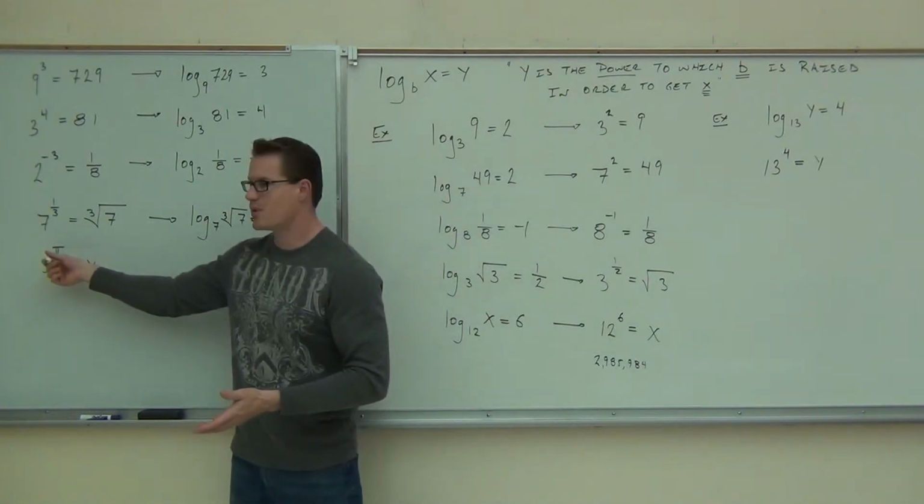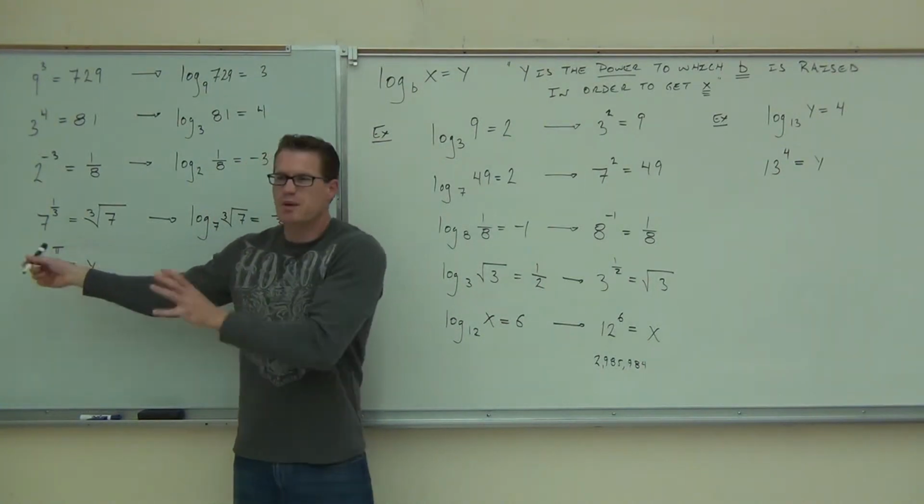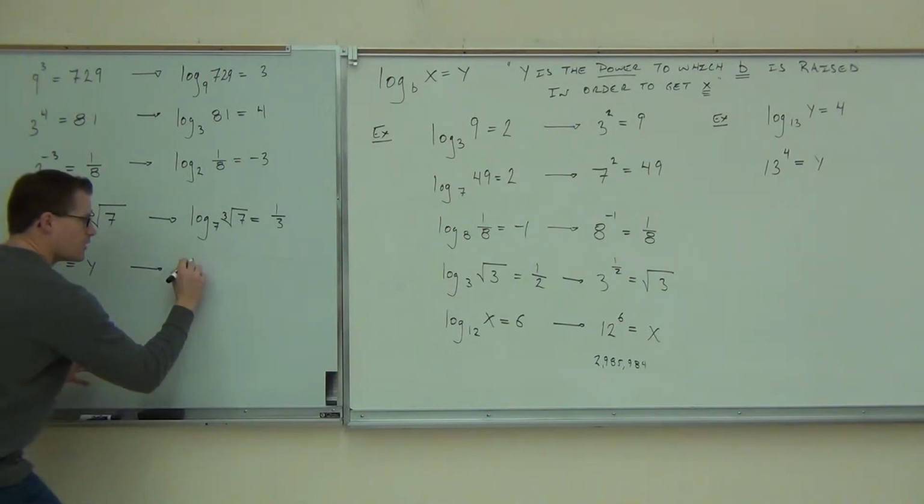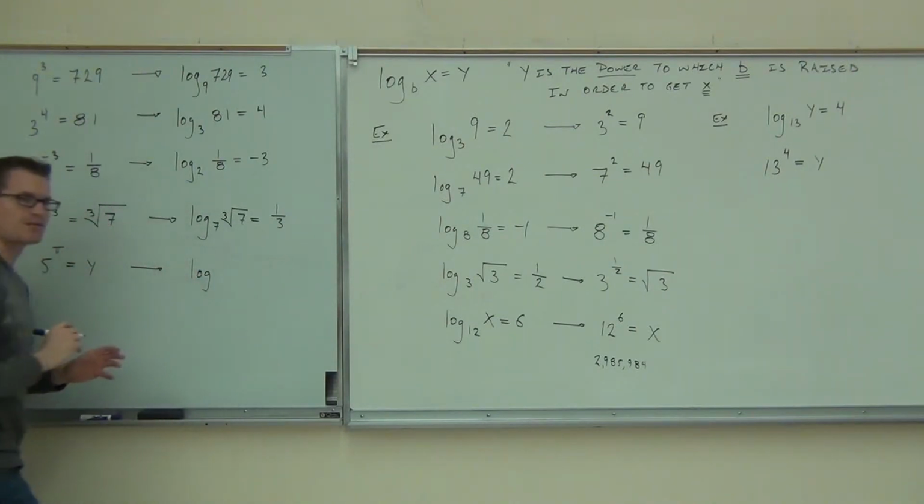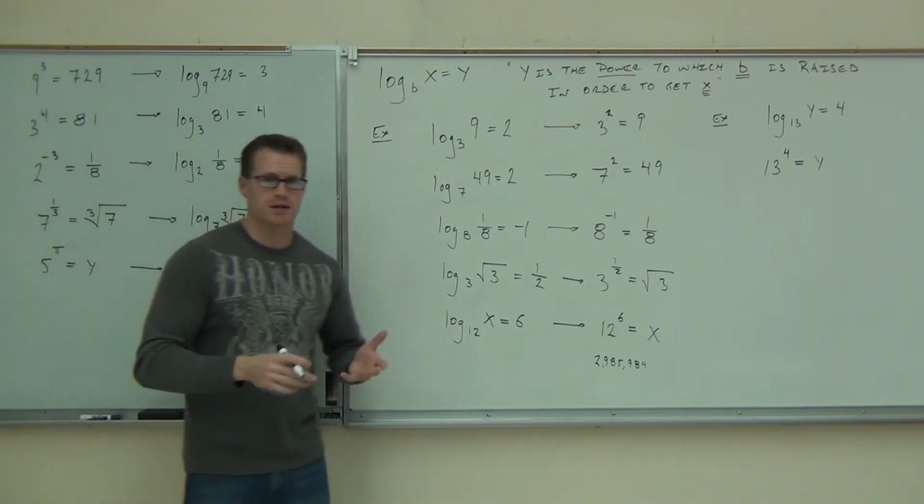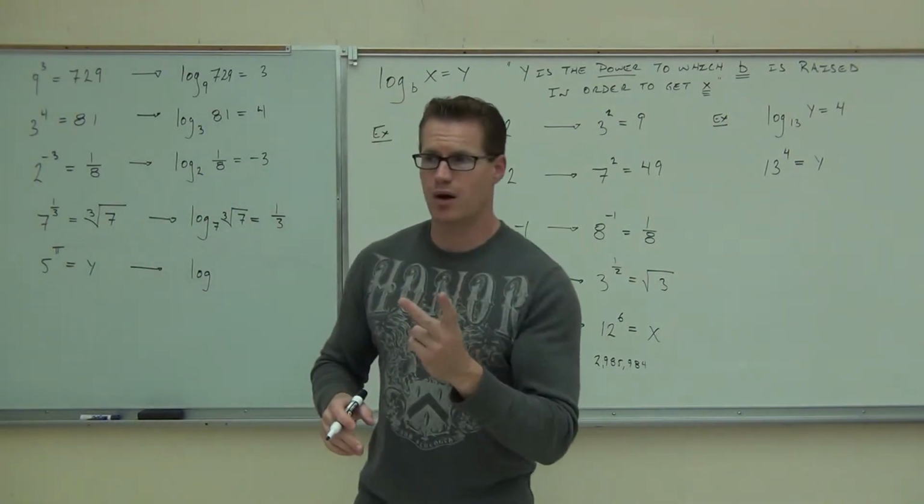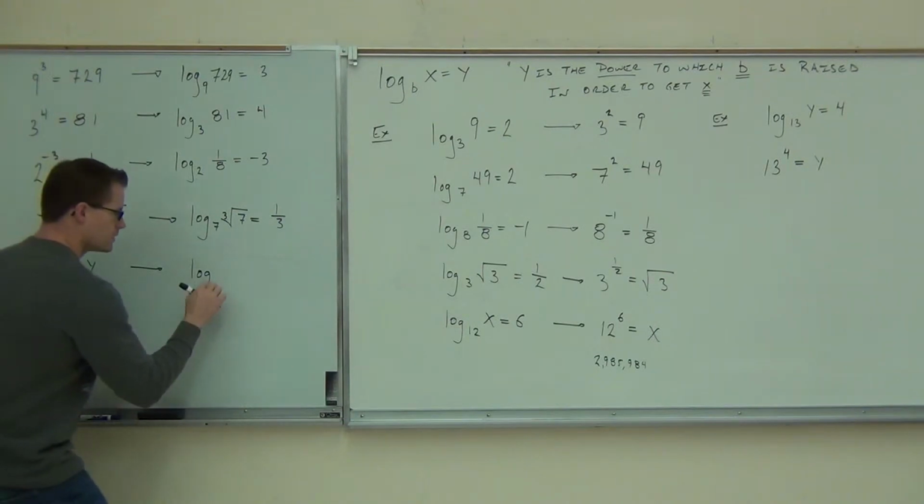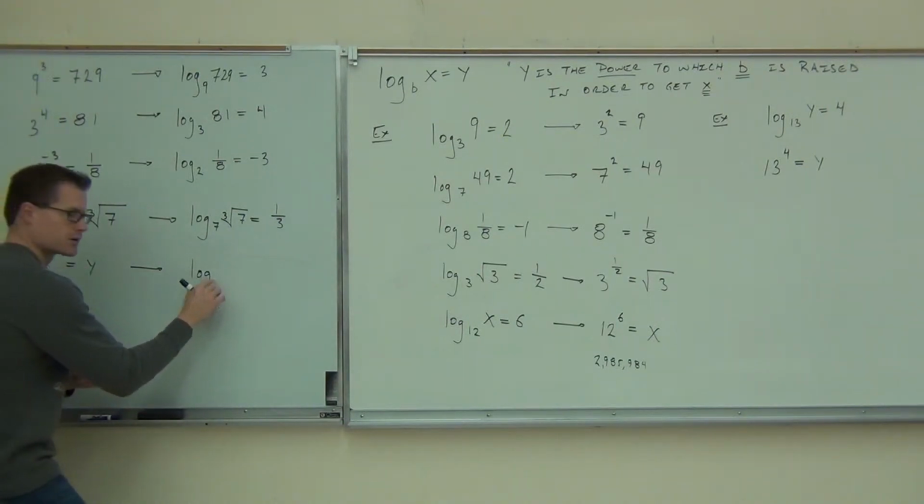Does it matter if I give you a pi up there? You should still be able to translate this. So let's go ahead and try that. If I'm translating this, of course, in logarithmic notation, I've got to have a log. You just need to be able to identify your base and your power and where those things go. So what is going to go right here for me, please? 5. Good.